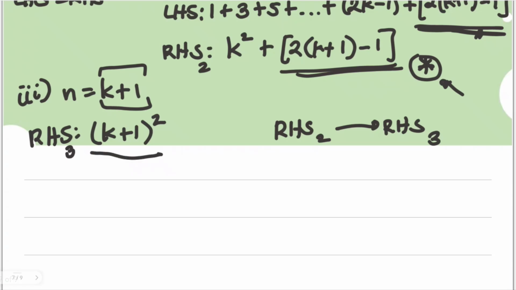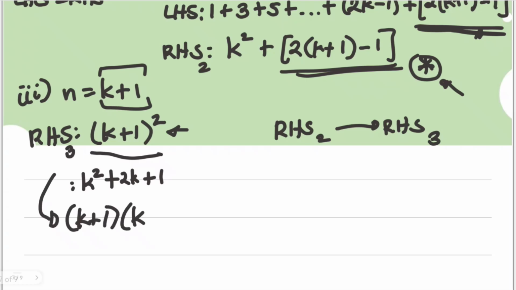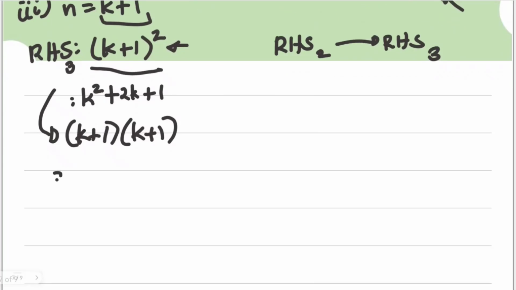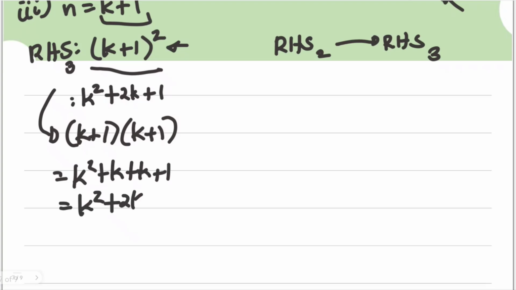Now, there are some references which will not touch whatever will be the right-hand side of the third step. But just for the purpose of the discussion, let's take the square of this binomial, and we know it becomes k squared plus 2k plus 1. Or if you're not convinced with this, you can always use the FOIL method of k plus 1 and k plus 1. You will get here k squared plus k plus k plus 1. So you still have k squared plus 2k plus 1.